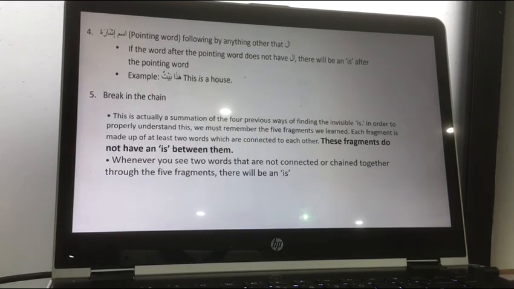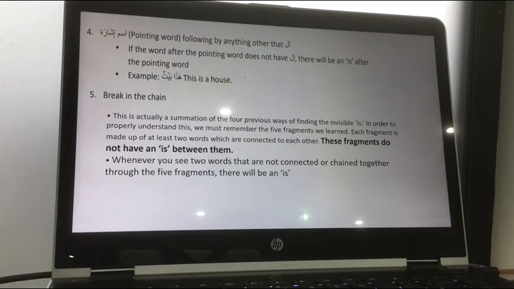So this is our third clue. The fourth clue is ismul ishara, we already know that. Zalika, tilka, haza, hazihi. If these pointing words have an al after them, then don't put any "is", that's a fragment. But if the pointing word, like zalika, from the chart that we have, is followed by a word with no al, then you put an "is" after that. If the next word has an al, then don't put an "is". Clear, everybody?